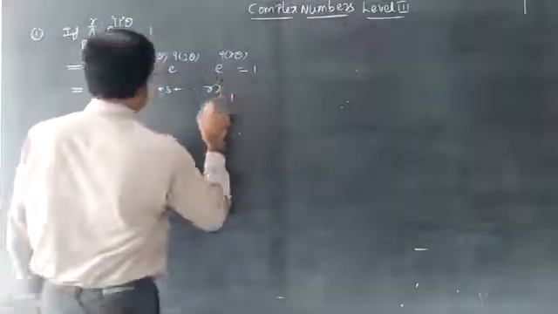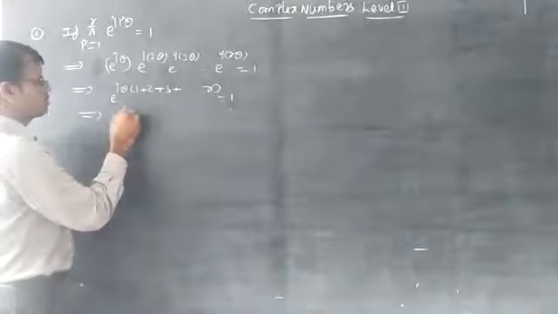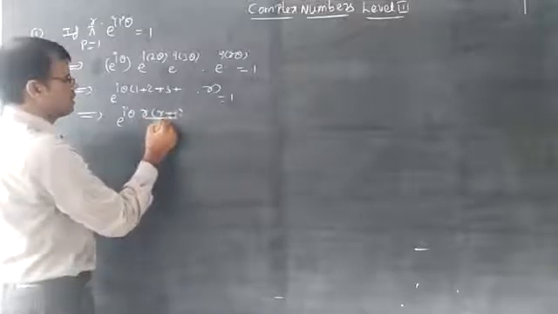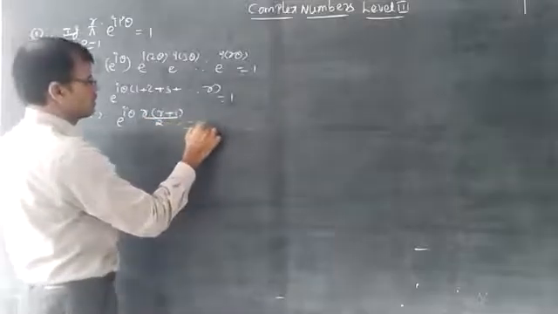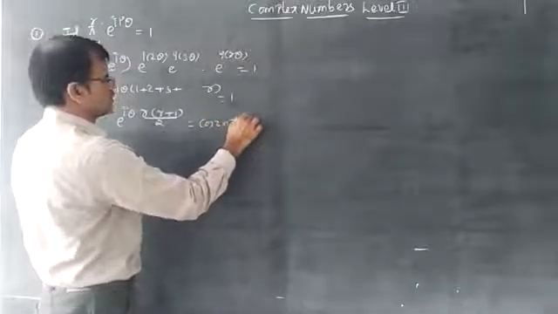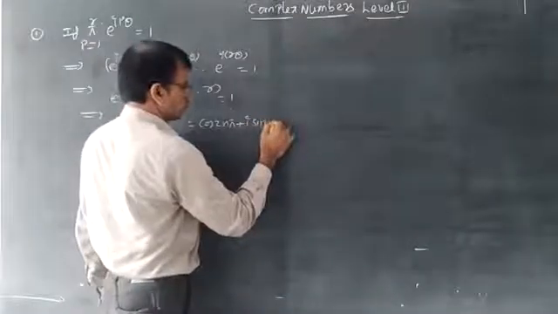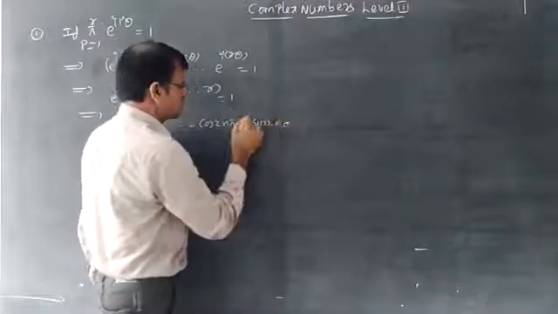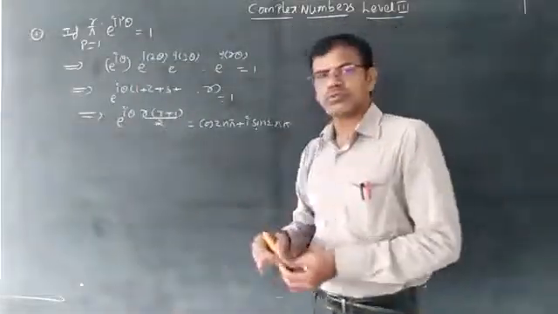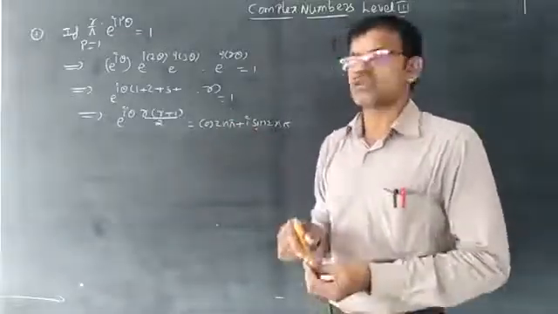Now write here e power i theta into the sigma formula, sigma r is r into r plus 1 by 2, is equal to 1. That 1 can be understood as cos 2n pi plus i sin 2n pi, because cos 2 pi plus i sin 2 pi gives the value 1. Sin 2n pi equal to 0, cos 2n pi is equal to 1. If it is n rotations, the value is 1.